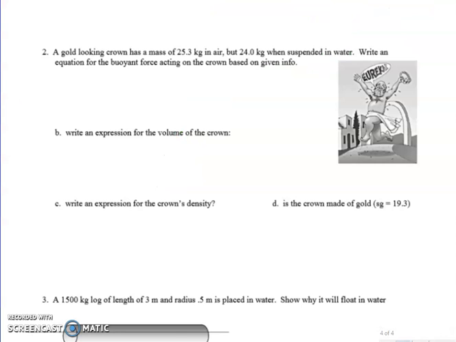Try these problems, and it looks like I don't have answers. I will try to give you solutions to those in a little bit, either through another tutorial or through a PDF.